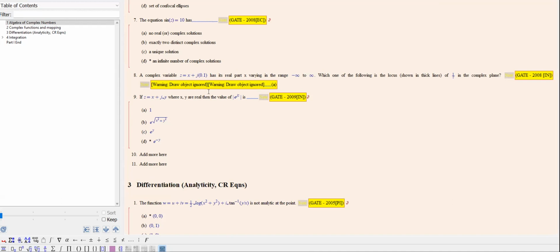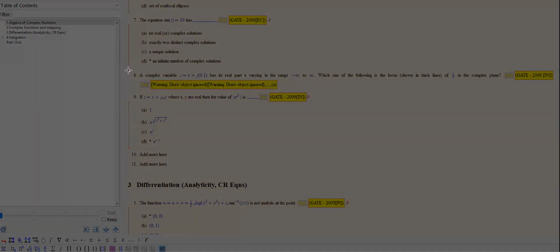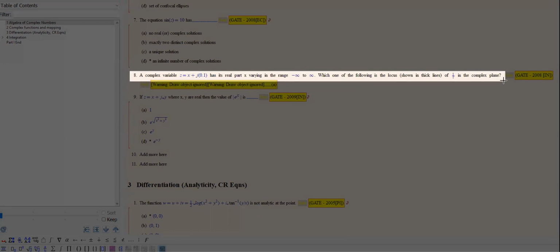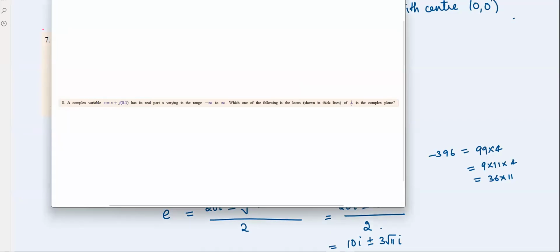Here the drawing object is not there, but anyway, I'll do this. This is an important question. Very important question.